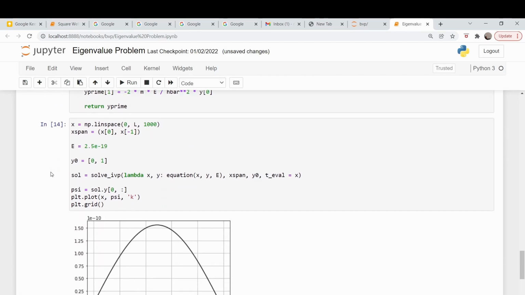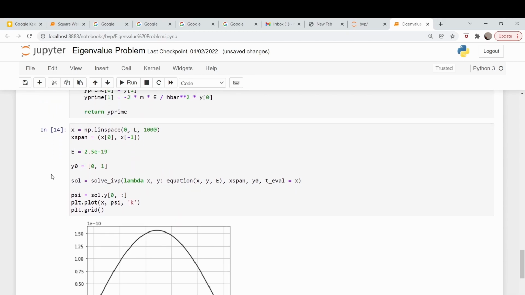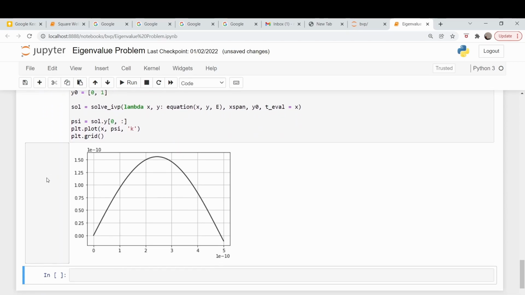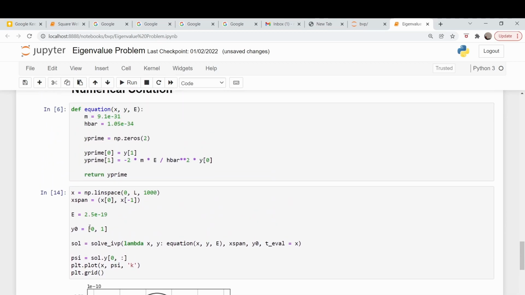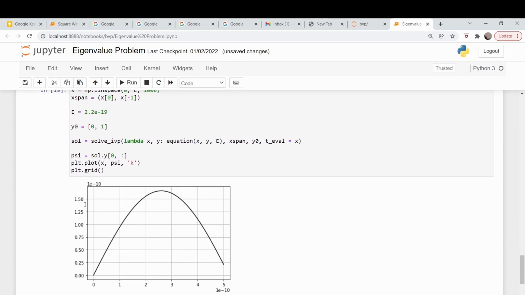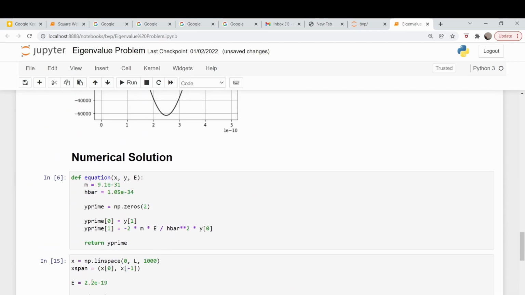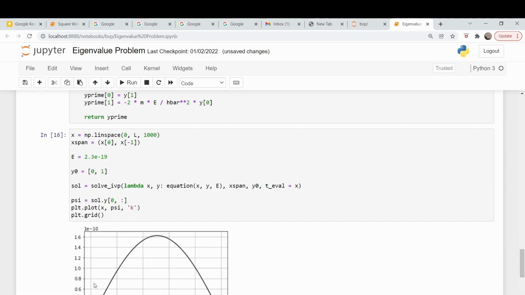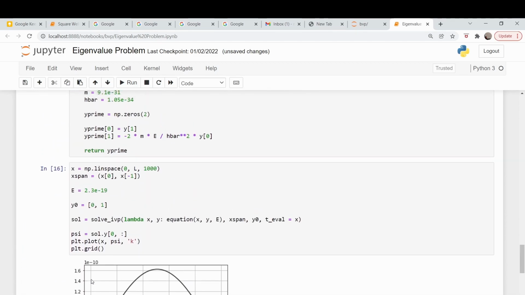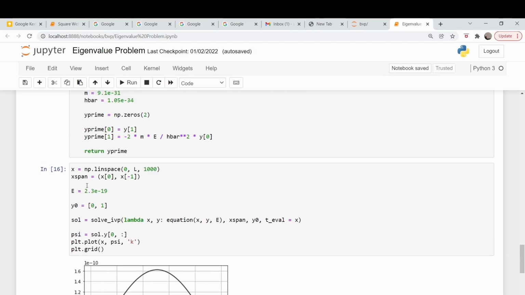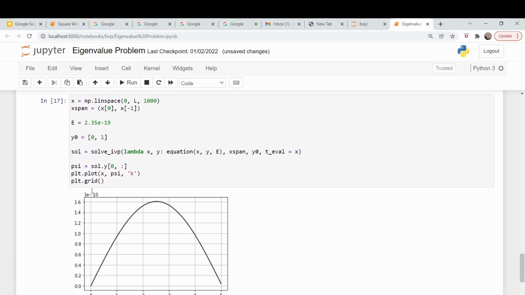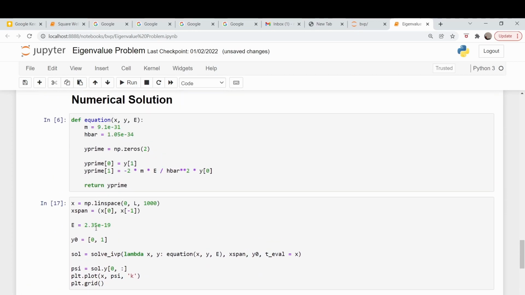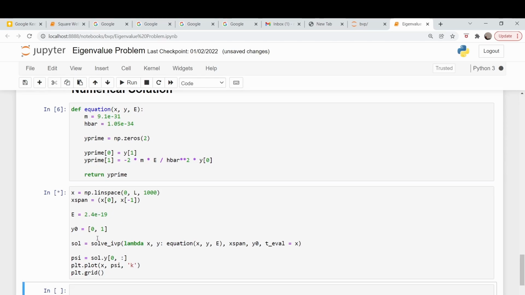2.5. It's pretty good. It's too much curvature, so we need to lower it a little bit. 2.2. 2.3. 2.35. And so on. You see where this is going to go. Let's go to 2. Did we do 2.4? 2.4?